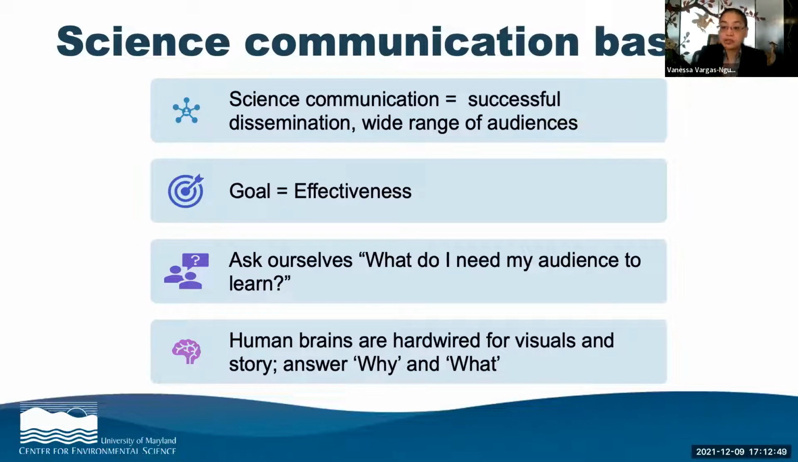Summarizing some of the science communication basics. First, science communication is the successful dissemination of knowledge to a wide range of audience. Second, the goal is effectiveness. Third, we need to ask ourselves, what do I need my audience to learn, not what I need to tell them? And finally, our human brains are hardwired for visuals, and the why and what affect our emotional brain and thinking brain, respectively.